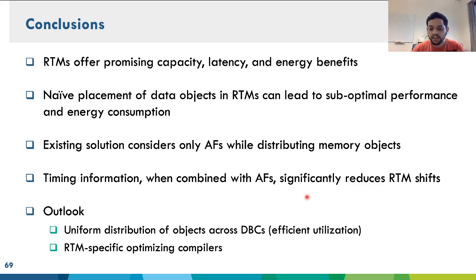In future work, we're planning to look at the uniform distribution of memory objects across DBCs. The heuristic in its current shape separates disjoint accesses from non-disjoint accesses, and in case you have only one disjoint variable, it will go to a dedicated DBC, which means you will not be using the rest of the locations. So we are planning to come up with a better solution, and in the next step we will try to develop generalized RTM specific compilers. So with that, I would like to thank you.